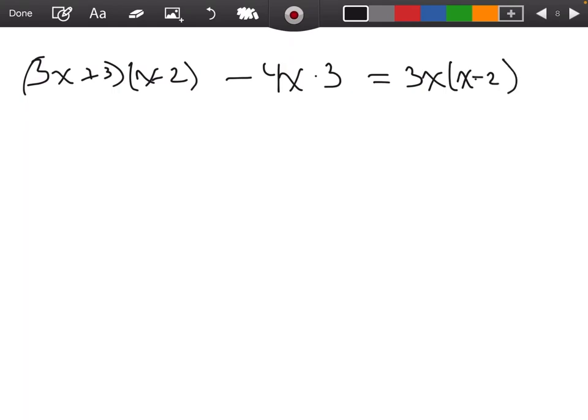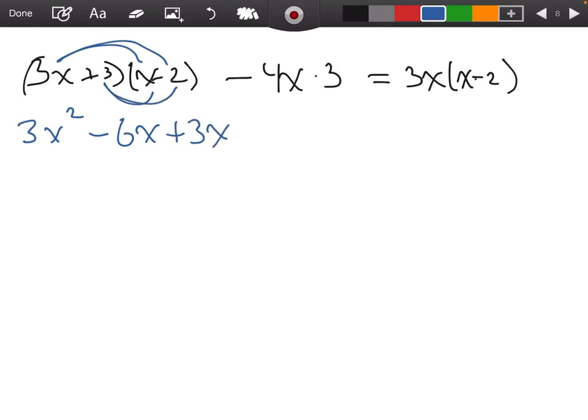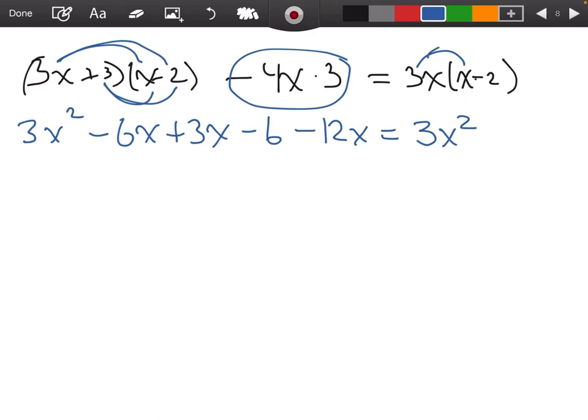So now, y'all, what I want to do is I want to start multiplying things here and seeing what we end up with. So we're going to go super slow. 3x times x, 3x squared, 3x times a minus 2, minus 6x, 3 times x, positive 3x, 3 times negative 2, minus 6. Right here, y'all, that's going to give me a minus 12x. 3x times x, again, 3x squared. 3x times minus 2, minus 6x, okay?